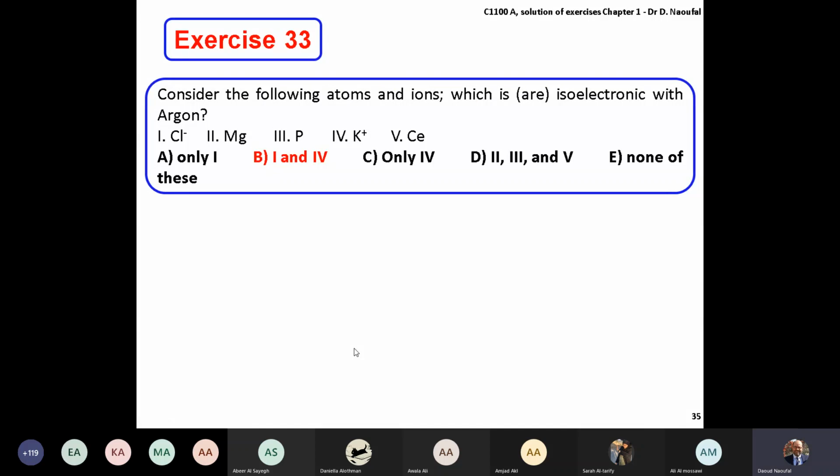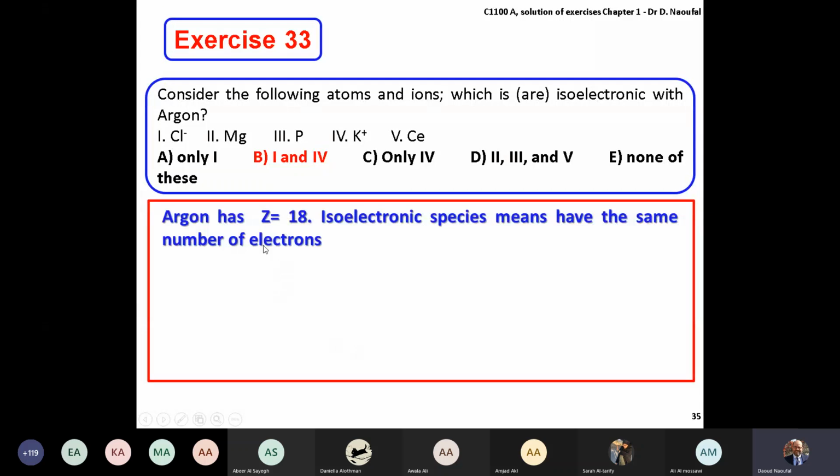Exercise 33. Consider the following atoms and ions. Consider the following species, which are isoelectronic with argon. Argon has Z equal 18. That means in argon we have 18 electrons. The term isoelectronic, A is isoelectronic with B, means that A and B have the same number of electrons.